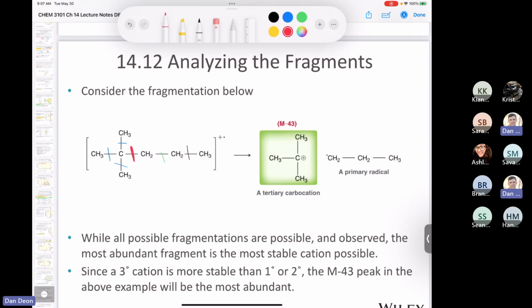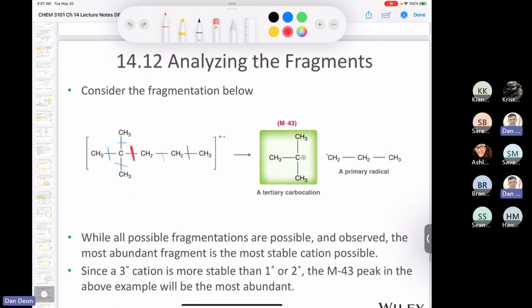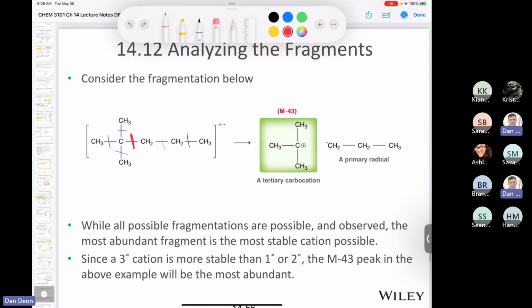Why would that one be the greatest fragment you're going to lose? Because in this case, you'd end up with a tertiary carbocation. A tertiary carbocation is going to be more stable. If you go back here, tertiary is more stable than secondary, primary, et cetera. Does that make some sense now? Hopefully that makes some sense. So the more stable the carbocation, the greater propensity there's going to be to form that carbocation. All right, let's move on from there.